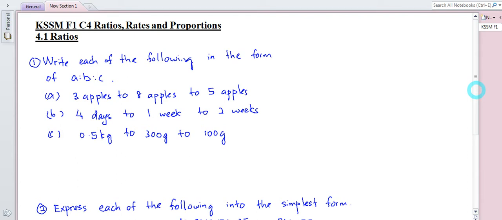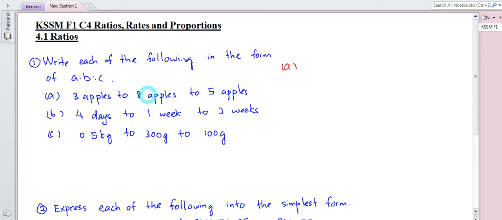Hi everybody, in this video I'm going to talk about Form 1 Chapter 4, first part, 4.1 Ratio. Write each of the following in the form of A to B to C. Remember, before you write the ratio, find the answer for the ratio with no units. And before you get rid of the units, make sure they have the same unit first. Okay, let's look at the first part, A.